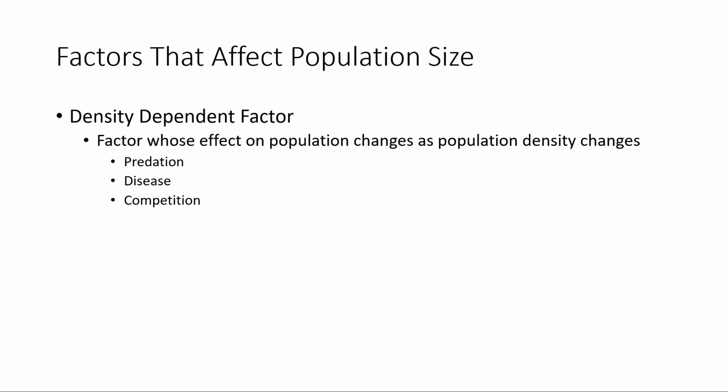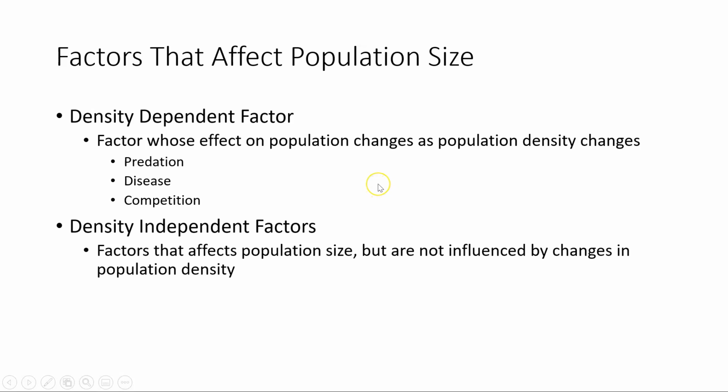So if there's all kinds of food available and very few organisms to consume that food, competition is very low. But if we introduce more individuals without growing the food source, competition for that food source becomes larger. Disease can spread much more rapidly in a dense population than it can otherwise. Okay, so those are what we call density dependent factors.